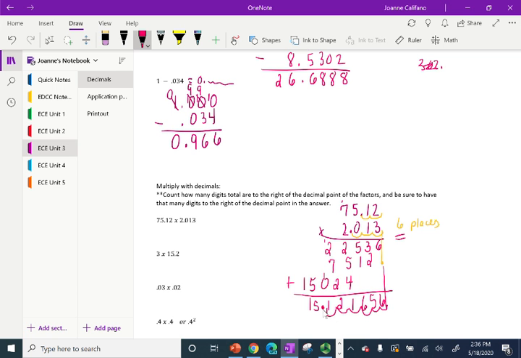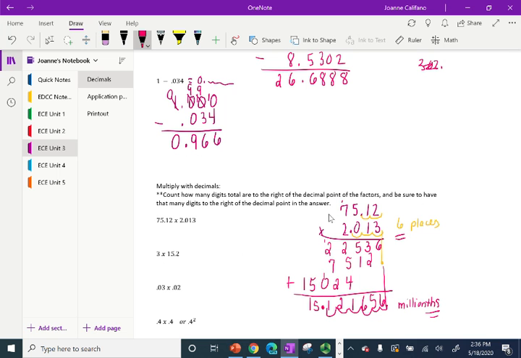So here's our answer. 15 and 121,656 hundred thousandths, tenths, I have to count over tenths, hundredths, thousandths, ten thousandths, hundred thousandths, millionths. This is millionths, isn't it? I had to double check that myself. Okay, so that's your answer.